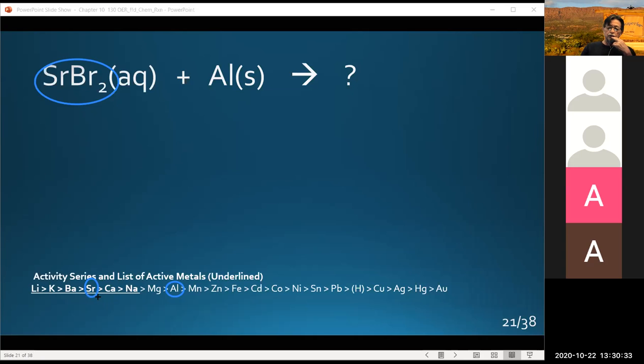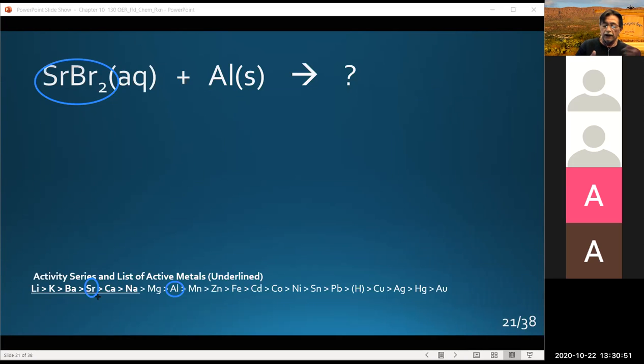There, circle. Wouldn't the strontium be more active than the aluminum? So there wouldn't be a reaction, right? That is correct. Exactly. So strontium is more reactive than aluminum.